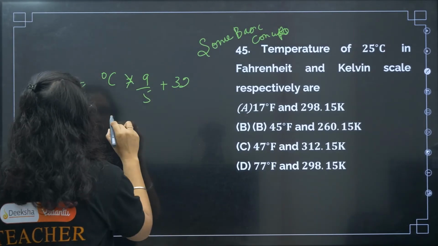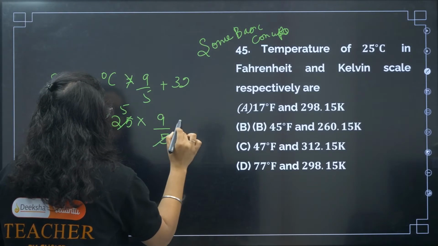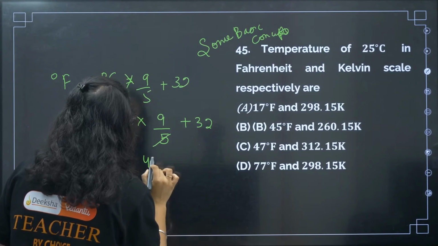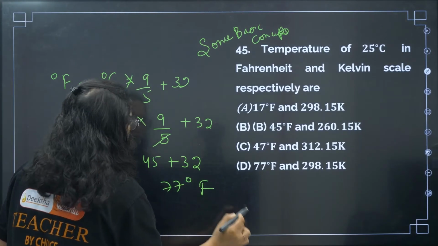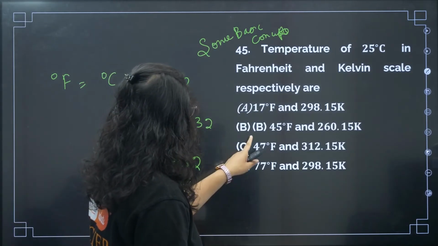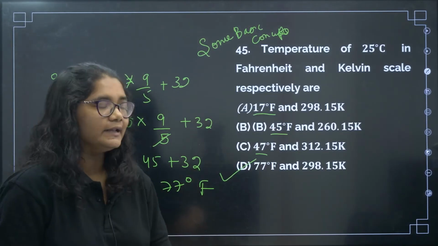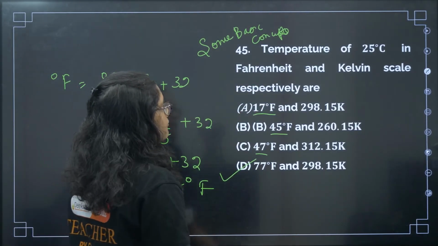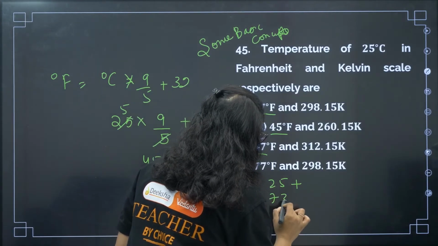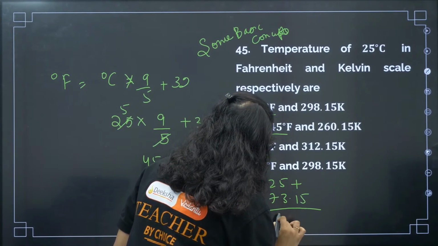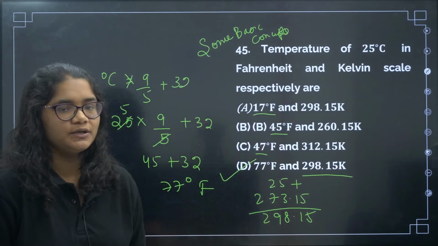So let us do this one. I have 25 degrees Celsius into 9 by 5, plus 32, right? So 45 plus 32, it will be 77 degree Fahrenheit. You can see only one option has 77 degree Fahrenheit, so the answer has to be option number D. But again, we'll check this one. For Kelvin, we need to add 273.15 to 25, so we get 298.15. So the correct answer for this question is option number D.